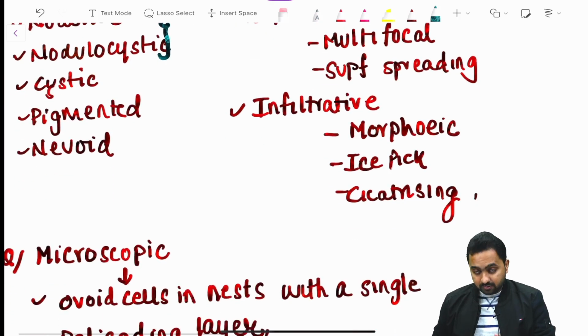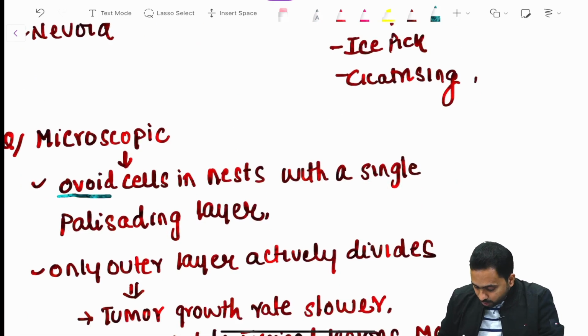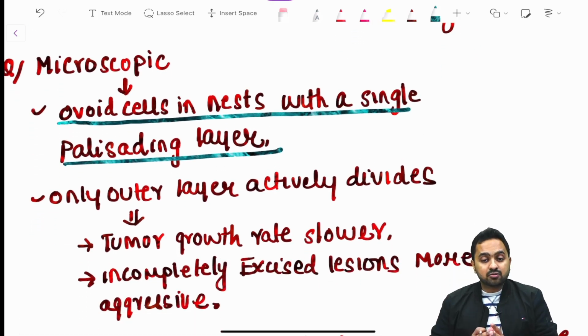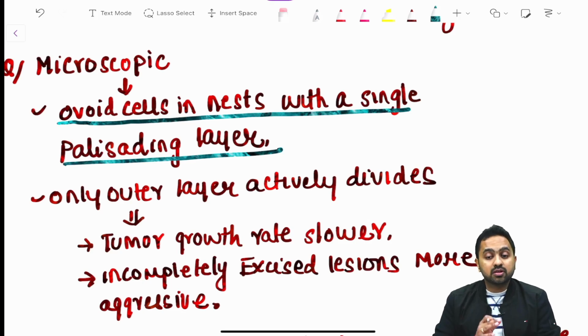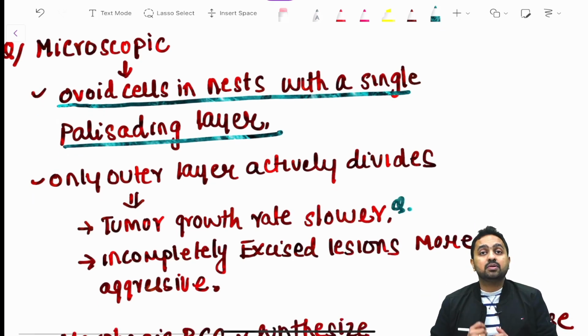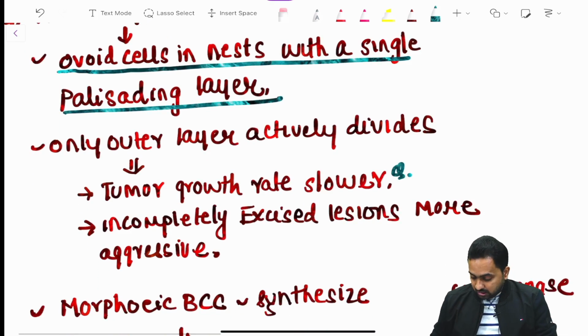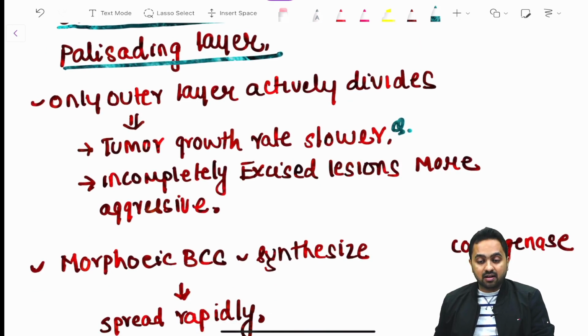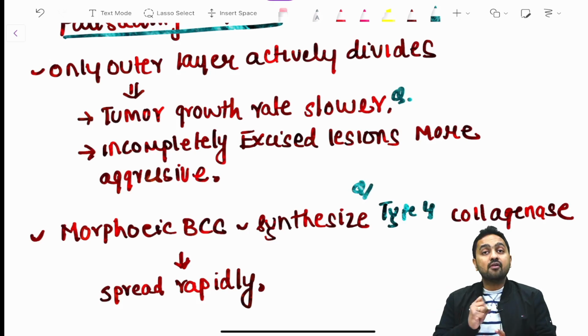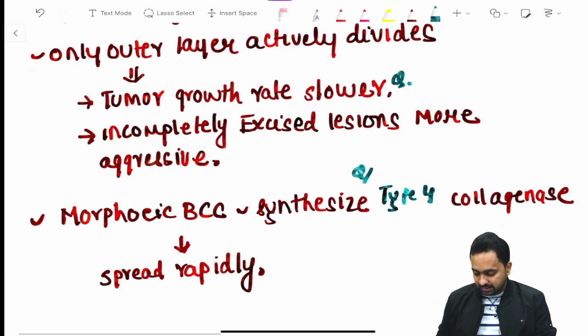The microscopic finding includes the characteristic ovoid cells in nests with a single palisading layer. So this is the microscopic finding found in your basal cell carcinoma. And in basal cell carcinoma, it is only the outer layer that is actively dividing, as a result of which the tumor growth rate is slower, and the incompletely excised lesions tend to be more aggressive, right. The morpheaform basal cell carcinoma synthesizes your type 4 collagenase. Because of this, the variant spreads rapidly, right.